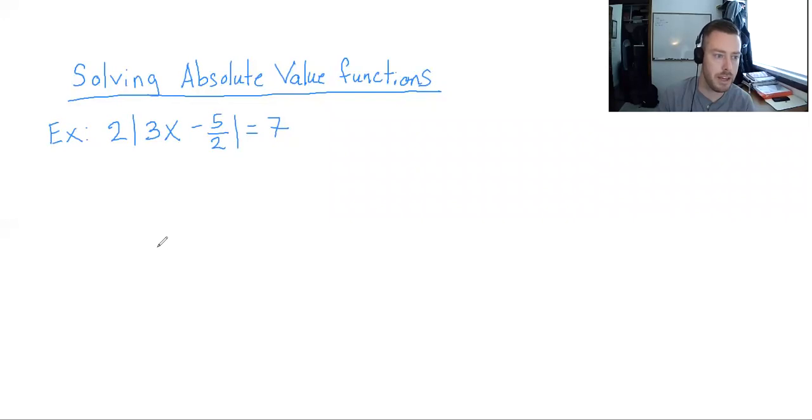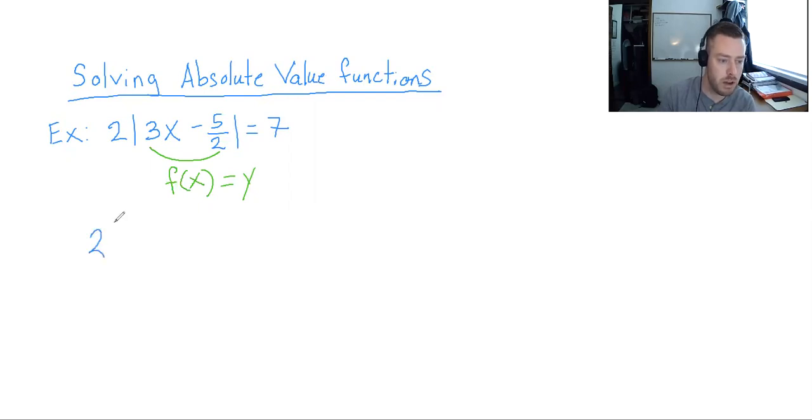The example I have here is 2 multiplied by the absolute value of 3x minus 5 halves, and the absolute value is equal to 7. This might look a little weird and maybe a little hard, because you essentially have a function inside the absolute value. You can think of this as some function f of x. What I like doing is setting whatever is inside the absolute value equal to f of x, and if you let f of x equal y, you make the problem a little bit easier.